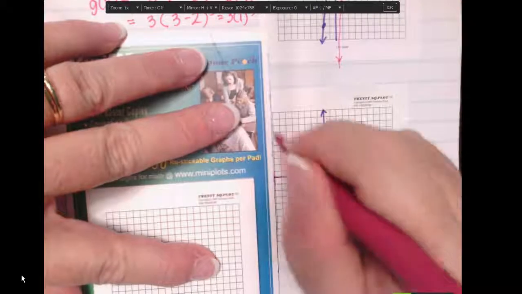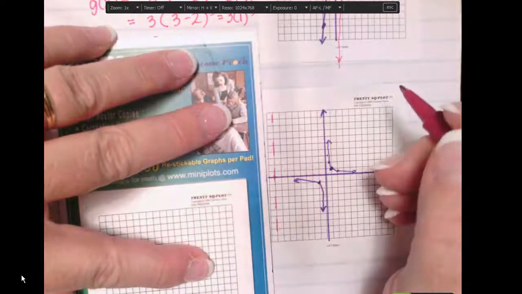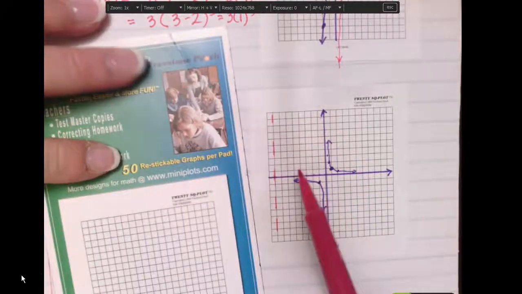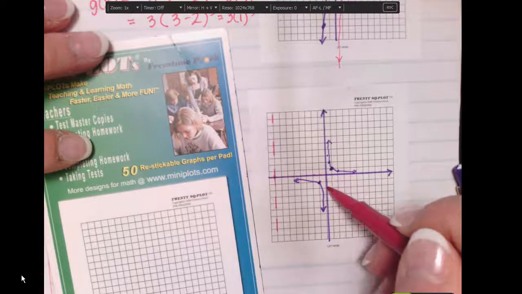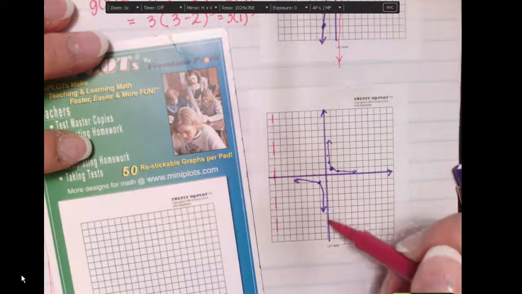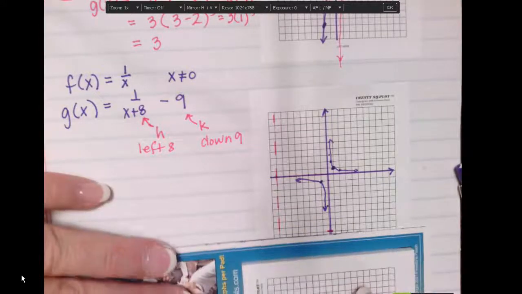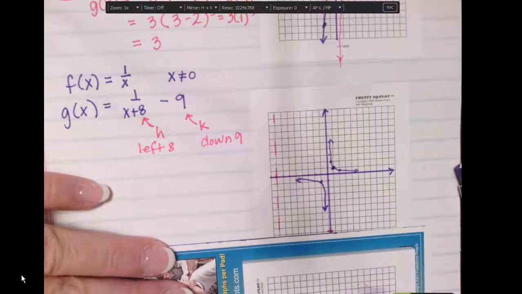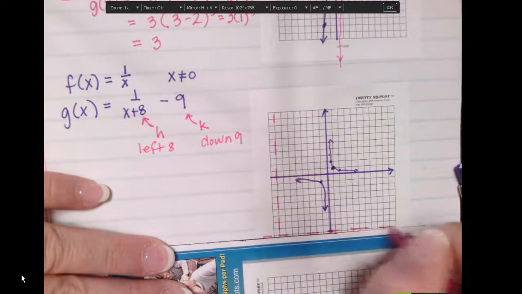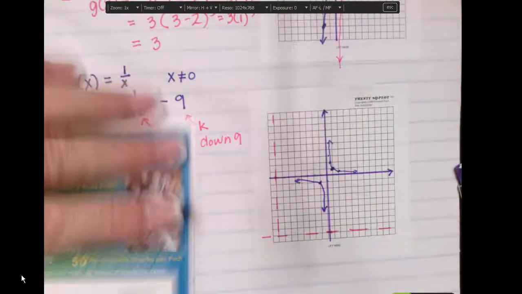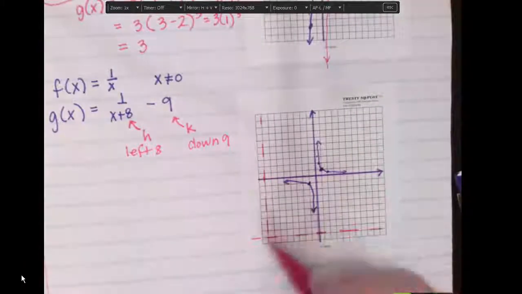So I probably should have drawn my original axes a little bit differently. But I'm going to draw my asymptote as a dashed line, and then I'm going to go down 9. 1, 2, 3, 4, 5, 6, 7, 8, 9. So now I'm just sketching these asymptotes, and I'm going to draw the graph as though those were the x and y axes. So there was no negative sign, nothing flipped.